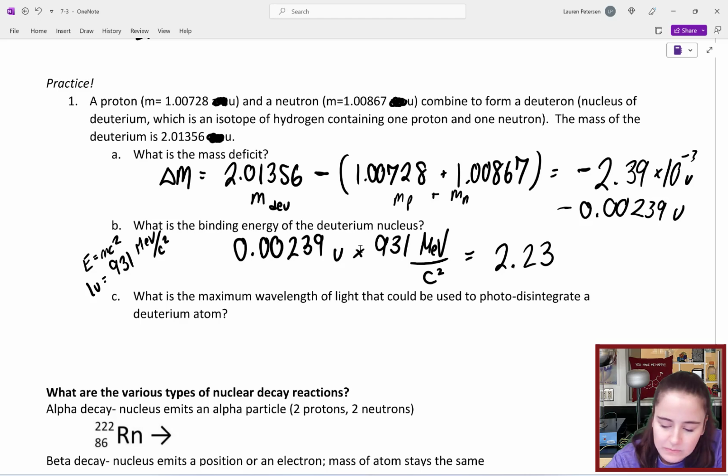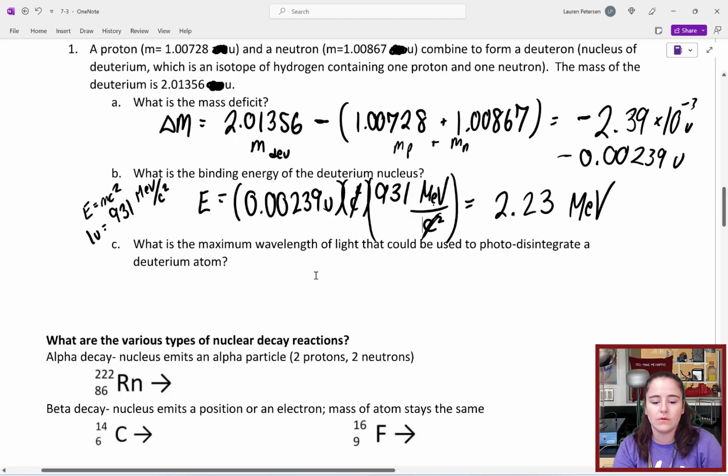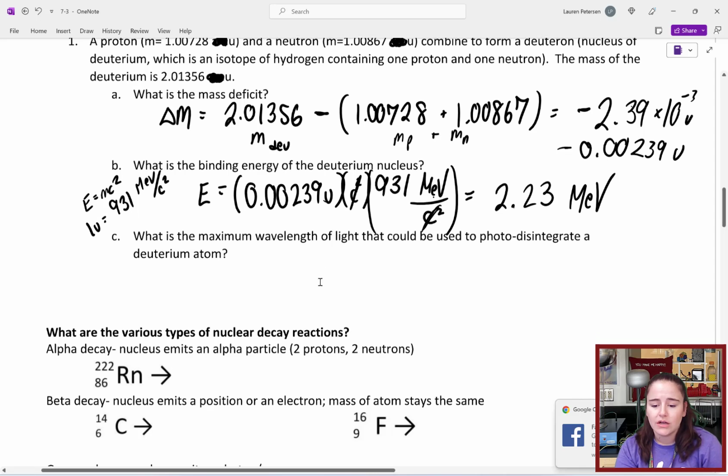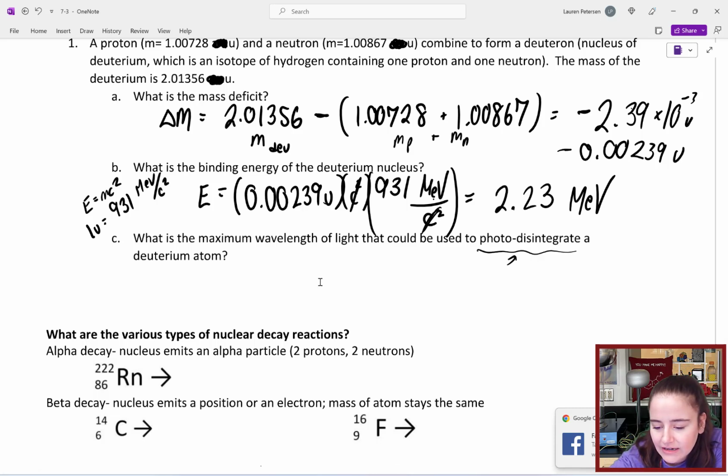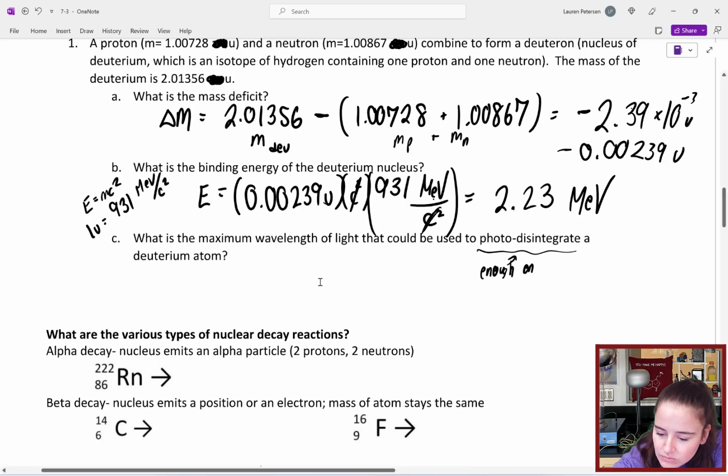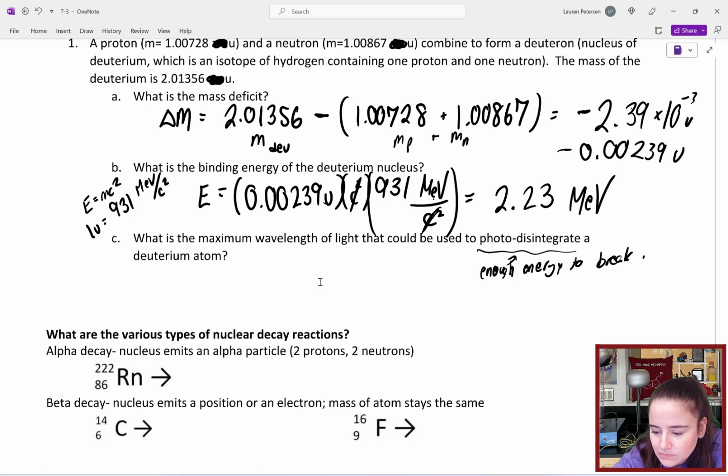2.23 mega electron volts. So what is the maximum wavelength that could be used to photodisintegrate a deuterium atom? If we want to photodisintegrate it, we need to provide enough energy to break it apart.